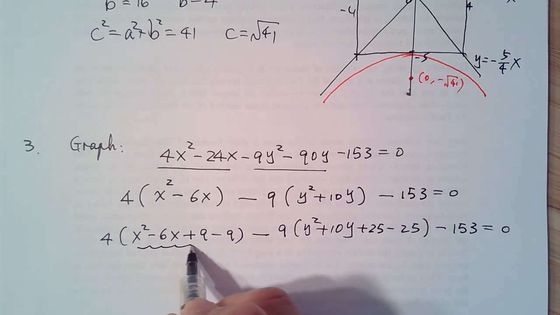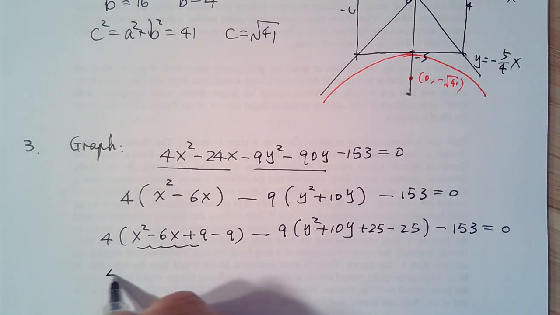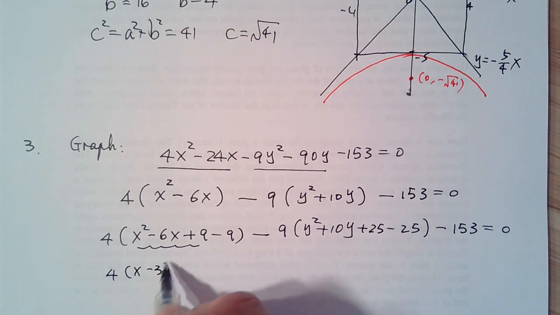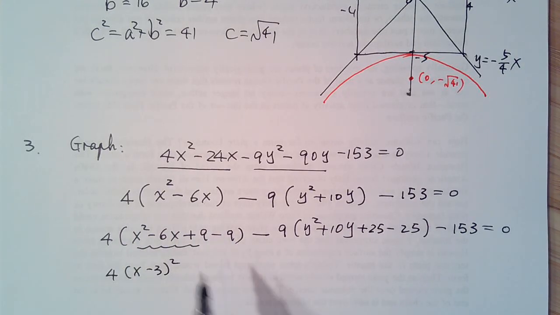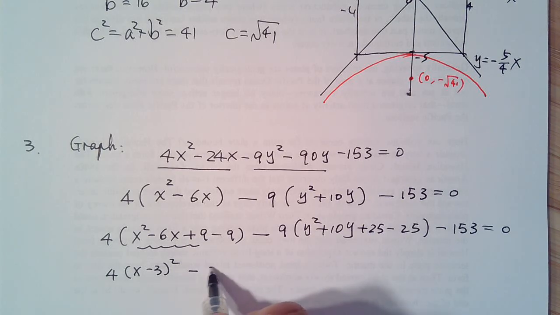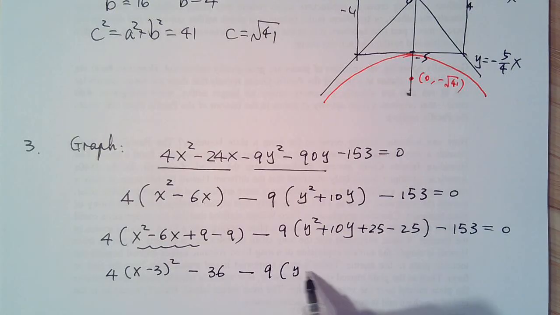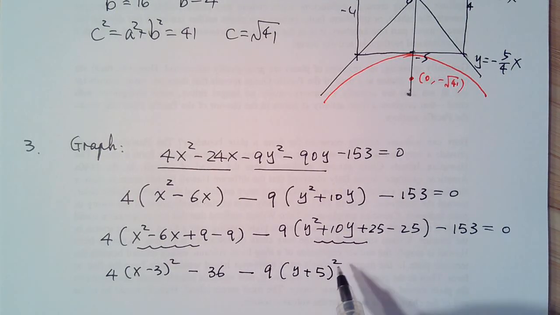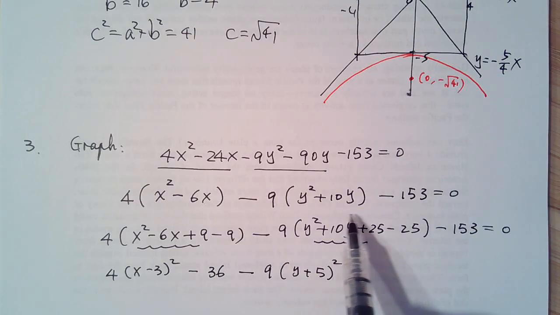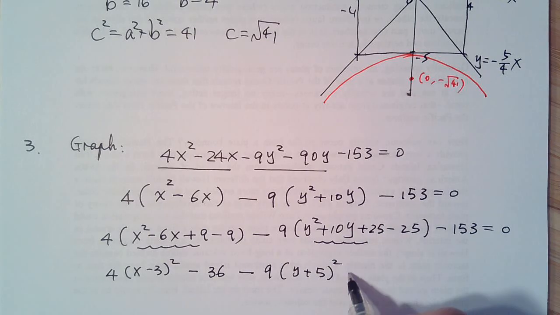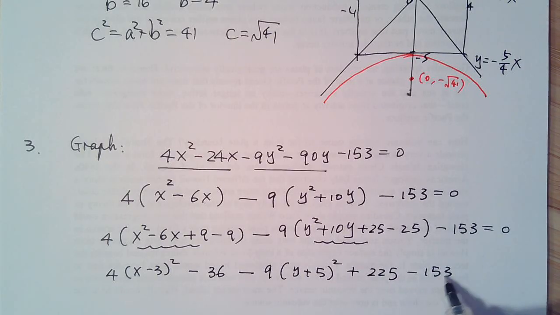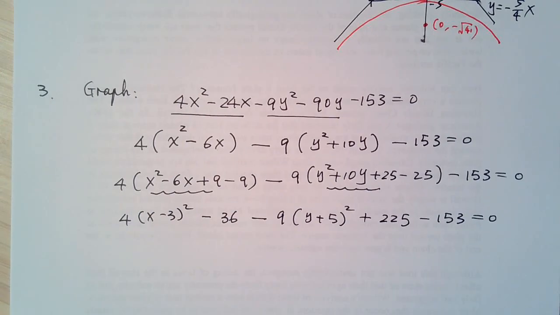All right, now this is a complete square, and that is (x minus 3) squared. But this is negative 4 times 9, which is 36. And then go ahead. This is 9 times here, complete the square, which is (y plus 5) squared. Okay, now negative 9 times negative 25, I get a positive 225, minus 153 equals 0. Okay, we feel pretty good right now.